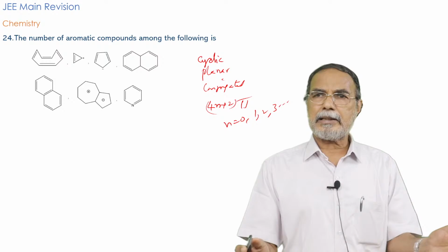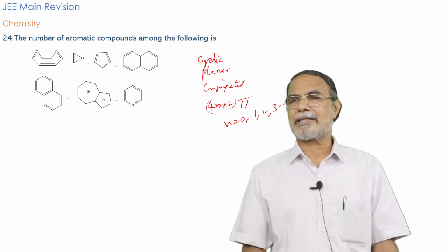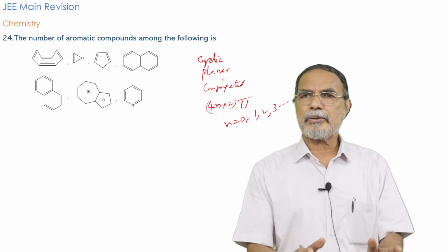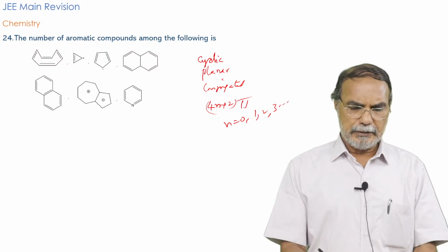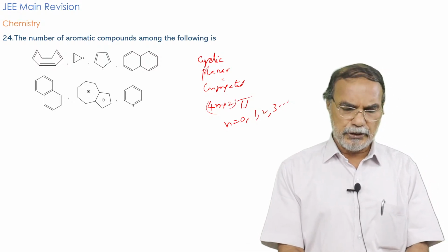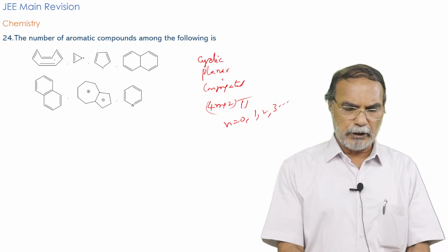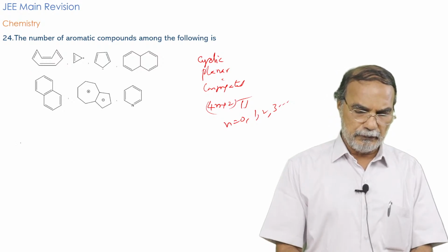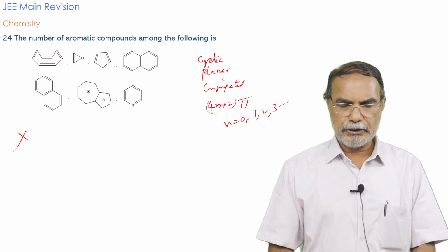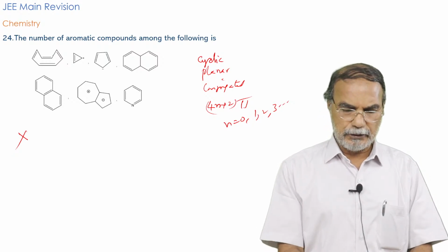And all these examples are usually examples taught in the class. This is just a question based on classroom discussion. This is cyclooctatetraene. Of course, it is conjugated, but it is not planar. It is cyclic, conjugated, and it doesn't contain 4n plus 2 pi electrons. And therefore, the first one is not aromatic.